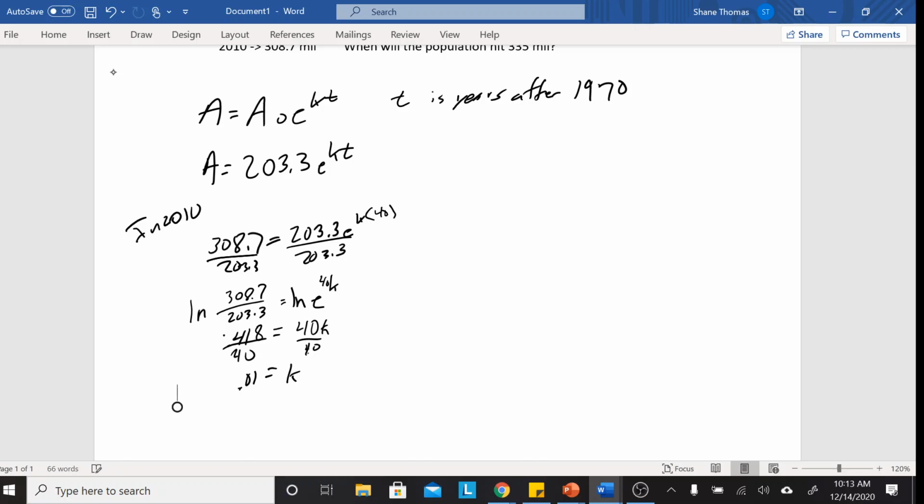Anytime you do this, guys, your number is going to be really, really tiny. Very rarely are you going to get something over 1. A lot of times it's going to be point something or negative point something like this. So that's my k.